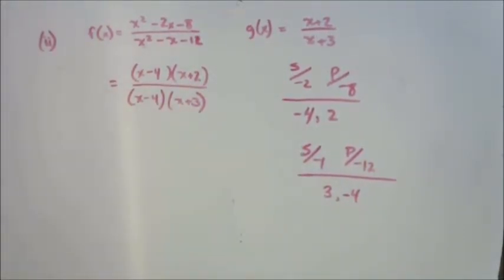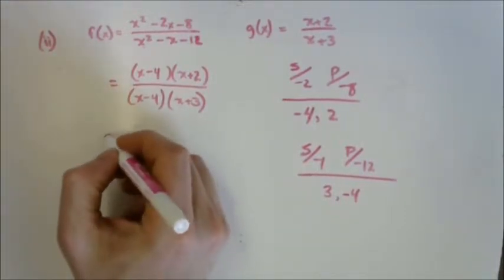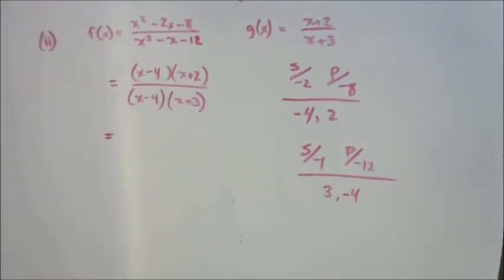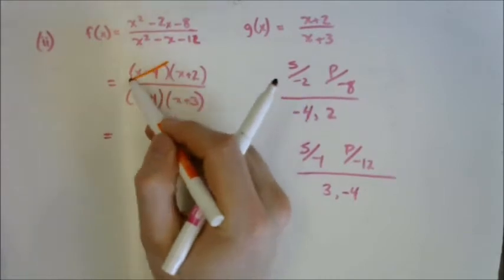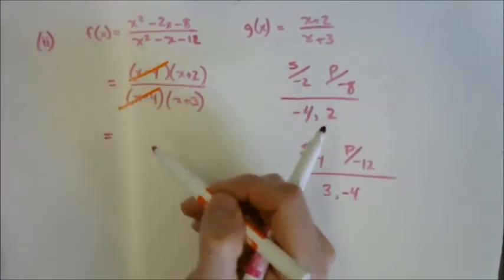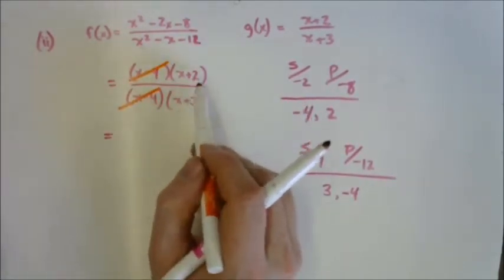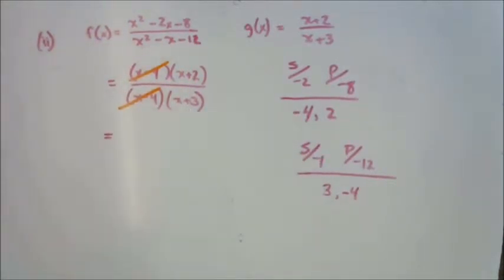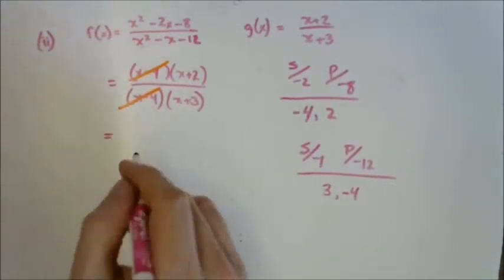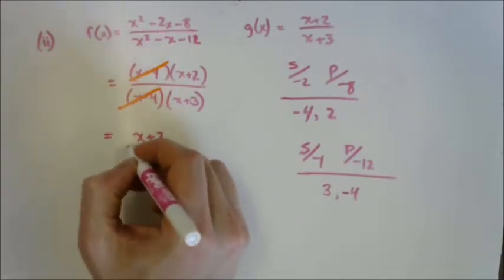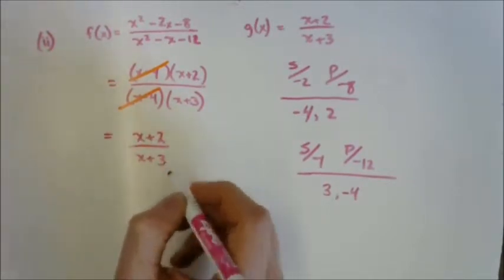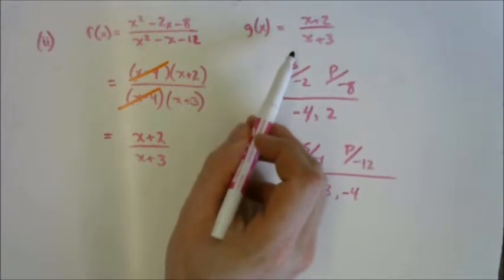What cancels out in the numerator and denominator? Do I have a same factor in the numerator as I have in the denominator? x minus 4. Okay? So these guys just become 1 and 1, which leaves me with x plus 2 over x plus 3. Is that looking a lot like g of x?